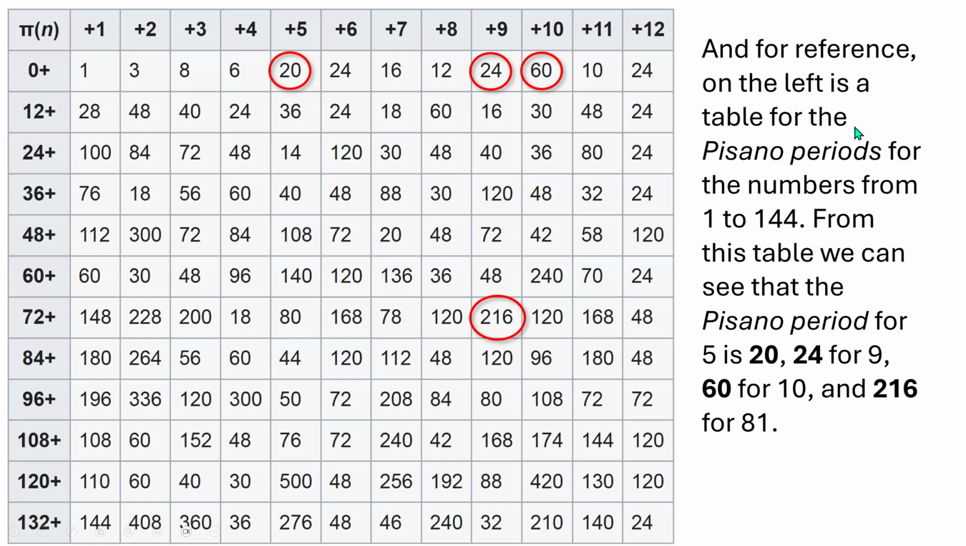And for reference, on the left is a table for the Pisano periods for the numbers from 1 to 144. And from this table, we can see that the Pisano period for 5 is 20, that's 24 for 9, 60 for 10, 216 for 81. That's 72 plus 9 here is 81. Okay, and you can see just looking at the first 144 Pisano periods, we have an infinite number of Pisano periods. But looking at just the first 144, there's an awful lot out here that we are not looking at today, that we are not exploring. But presumably, each of these Pisano periods could reveal patterns that are relevant also to astrology.